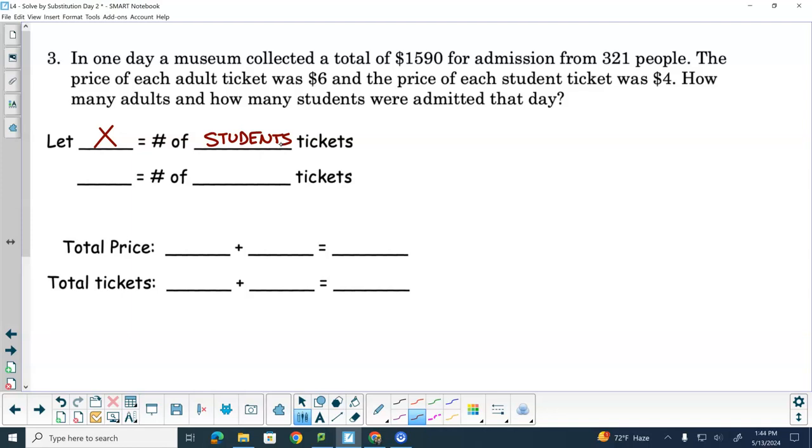A. Okay. And we want A to be the number of adult tickets. Yep.